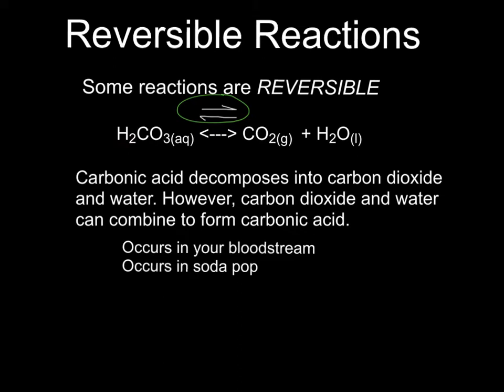Now you might be wondering, where does a chemical reaction like this occur in our universe? This occurs in our bloodstream with carbon dioxide. If we have too much carbon dioxide in our body, we become acidic because we have a buildup of carbonic acid. This also is a reversible reaction that occurs in soda. We pump carbon dioxide into our soda to carbonate it. However, that carbon dioxide will react with the water in soda and form carbonic acid. But then the carbonic acid decomposes into carbon dioxide and water again, and that's how we have our fizziness.